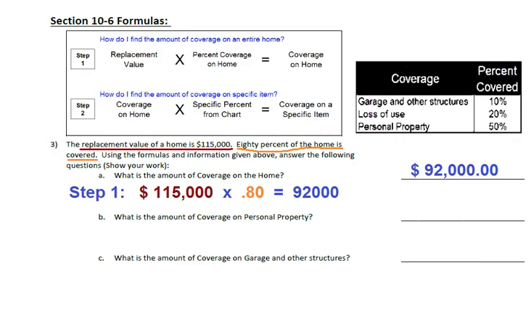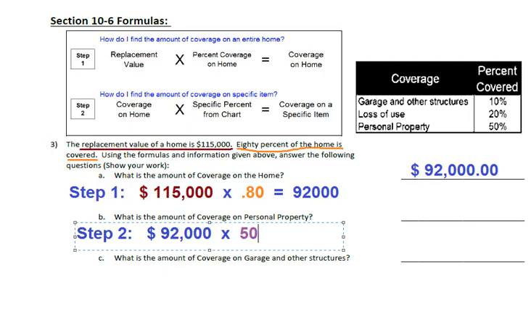So, with that being said, let's jump right in and do letter B. What is the amount of coverage on personal property? Well, once again, we're using step 2. And what's the coverage on the home? It's that $92,000 that we found in letter A. And what we're going to do is multiply it times 50%, because we got that from the box up there in the top right. I'm going to go ahead and change that to 0.50.